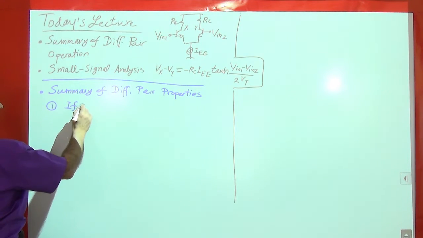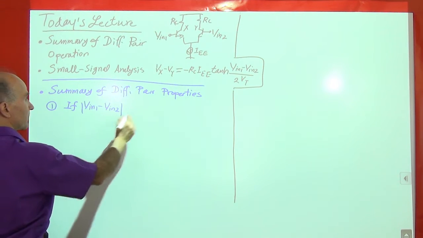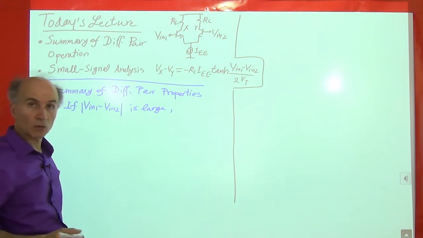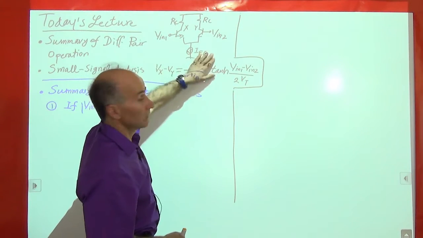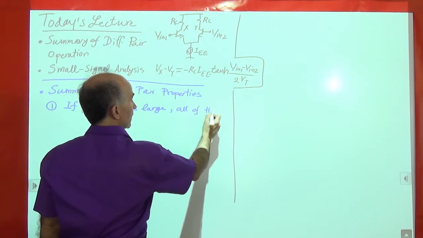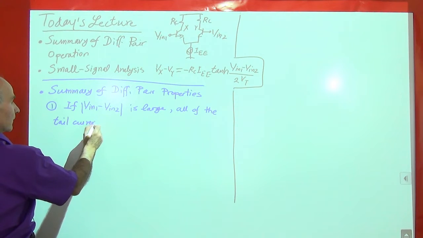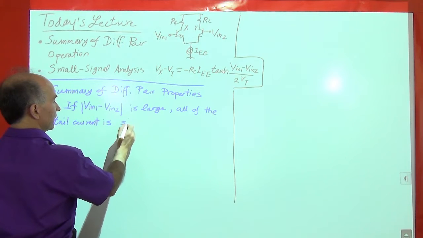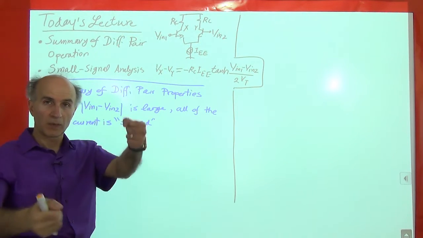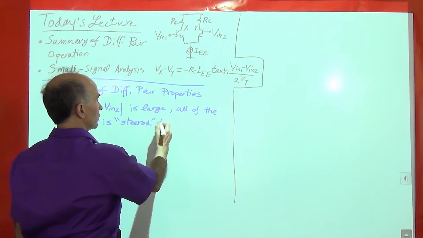If the absolute value of Vin1 minus Vin2 is large, so either Vin1 is much higher than Vin2 or the other way, we see that all of the tail current is steered. This is the expression that we use. Steered, you know, like the steering wheel of your car. So it's steered to the left or steered to the right. So steered to one side.